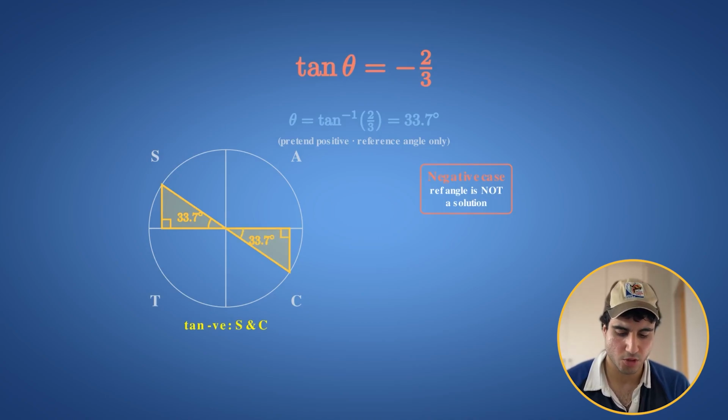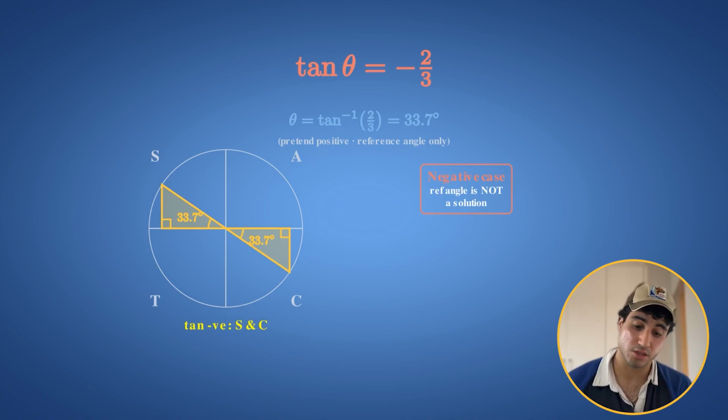So we have these two quadrants where tan is negative, right? But I'm going to pretend that tan theta is positive, just so I can go to these triangles and work out theta within them, just for argument's sake. When we do that, we get theta is equal to 33.7, which means what? Well, that's now going to be our reference angle, but it's not going to be a solution.